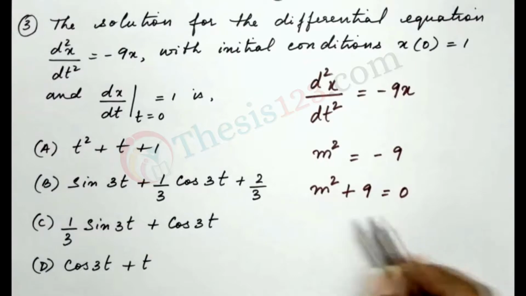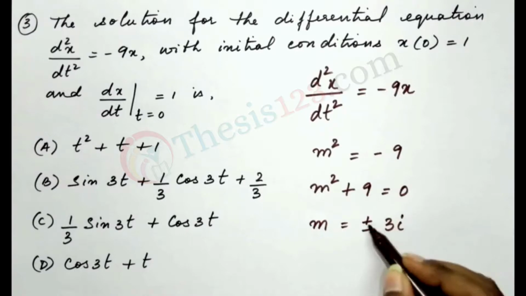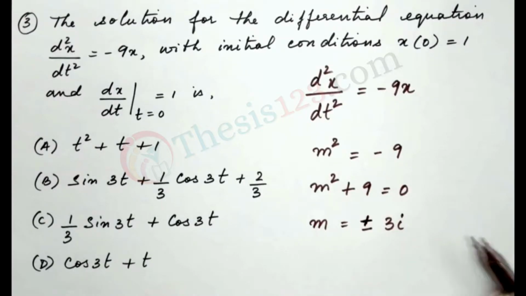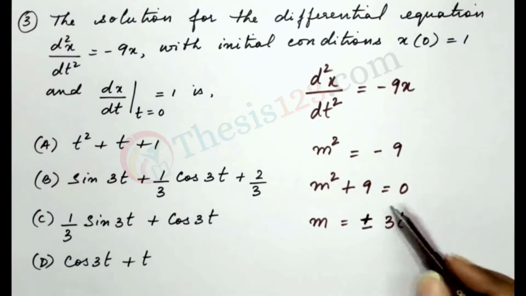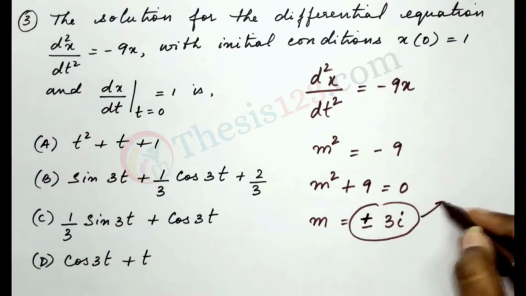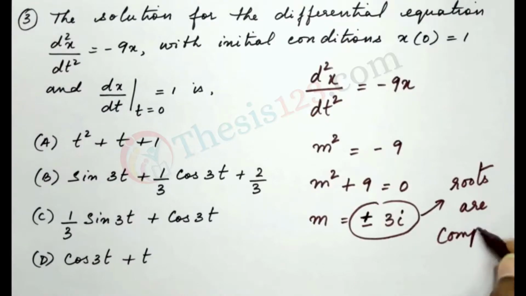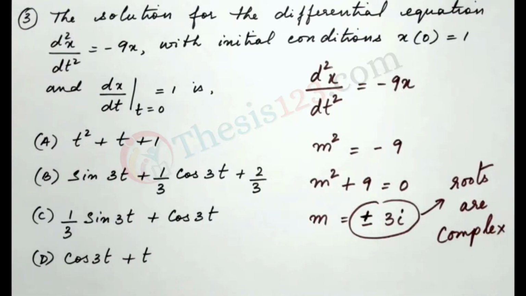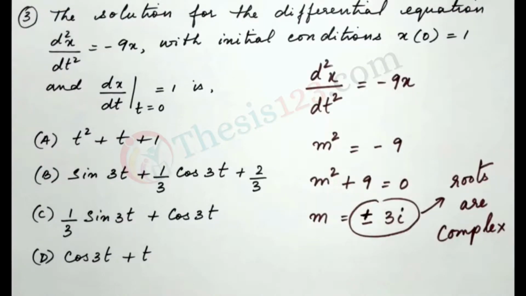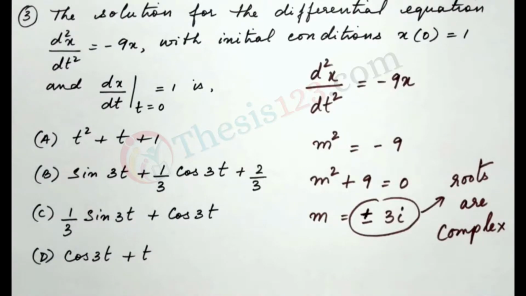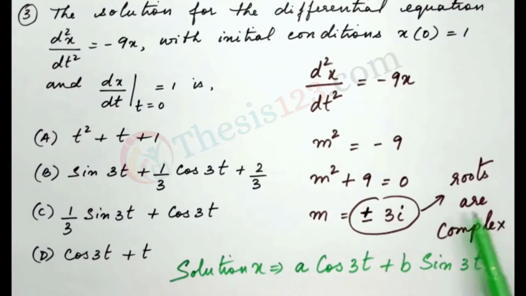So what would the roots of m be? The roots of m would be plus or minus 3i. The next thing is to note the nature of the roots. What is the nature of the roots? Here we have i, which implies that it is complex. So the roots are complex. When the roots are complex, we use trigonometric functions for the general solution.